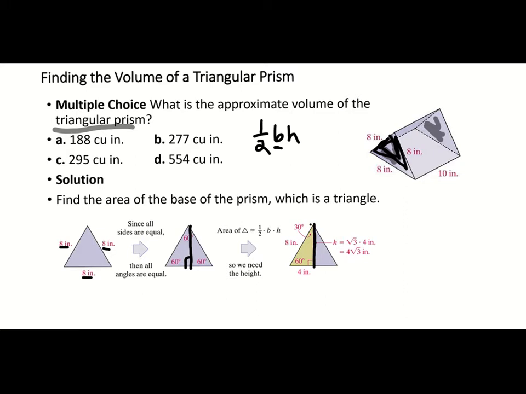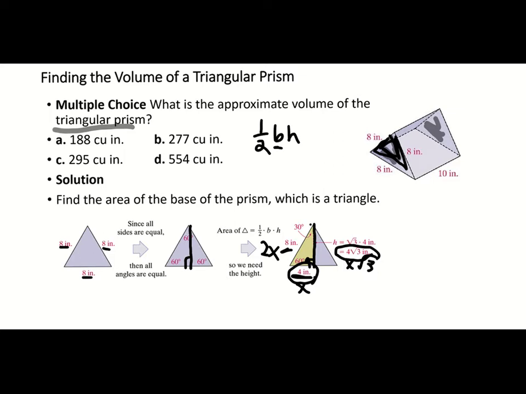When I drop my height or my altitude here, I form a special right triangle, a 30, 60, 90. So I know that this is 4 inches and this is 8 inches. So I could either do my Pythagorean theorem, or opposite the 30, remember, is x. Opposite the hypotenuse is 2x. And then opposite the 60-degree angle, it's always x times the square root of 3. So if I take 4 and multiply times the square root of 3, I get 4 square root 3.